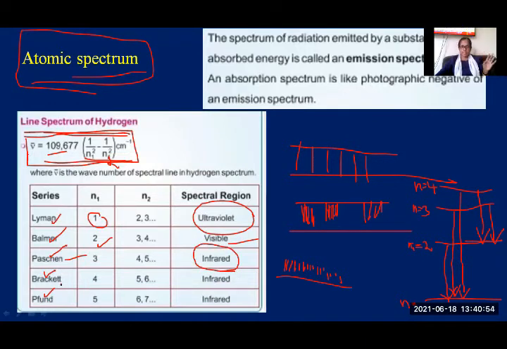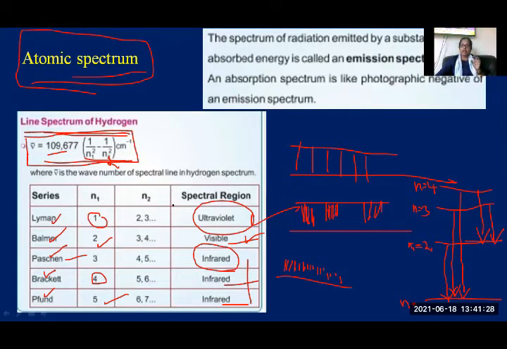Similarly, there is the Brackett series, where the transition is from the 5th, 6th or higher energy level to the 4th level. It also comes under the infrared range. The Pfund series is when the transition is from a higher energy level to the 5th level, and it comes under the infrared range. So the Lyman series comes in the ultraviolet range, the Balmer series in the visible range, and the other three, Paschen, Brackett and Pfund series, come under the infrared range. This needs to be remembered.